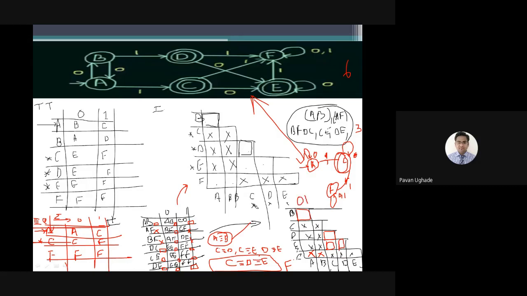What about 0, 1, 0, 0? Whether it will be accepted by this automata? 0, 1, 0, 0, 0, 0, n number of 0. Let it be. Okay, so we'll be checking with this.